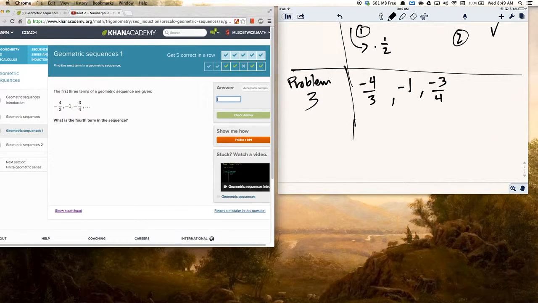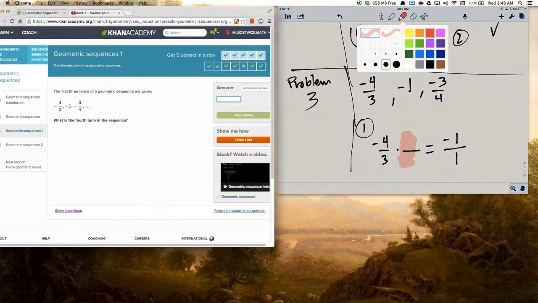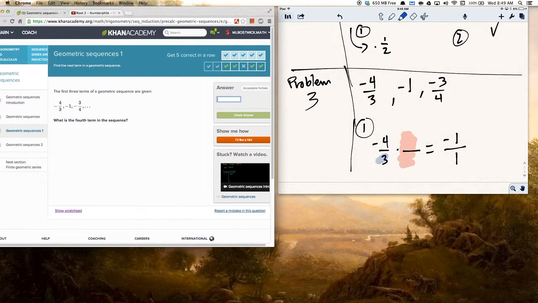Okay, so first step first, I need to find the multiplier. I'm going to choose the first 2 terms of the sequence, -4 thirds times something that I don't know yet equals -1. Since I'm dealing with fractions, I'm actually going to write this as -1/1. I haven't changed the number. I just know that any whole number is itself over 1. And so I need to figure out what I multiply by in order to make that happen. You might recall from the first problem, in order to divide the bottom of a fraction by a number, I need to put a number on top.